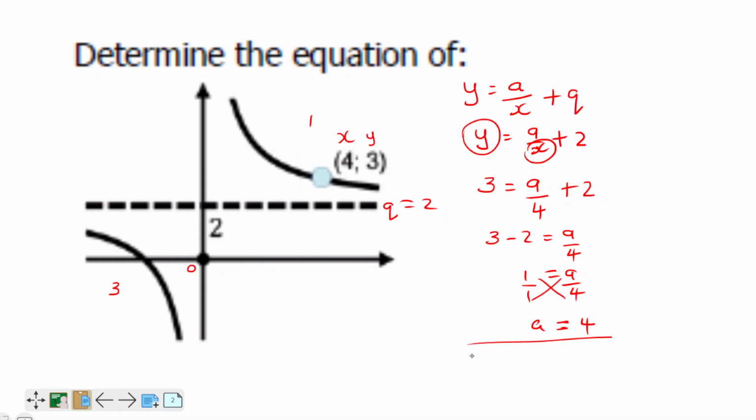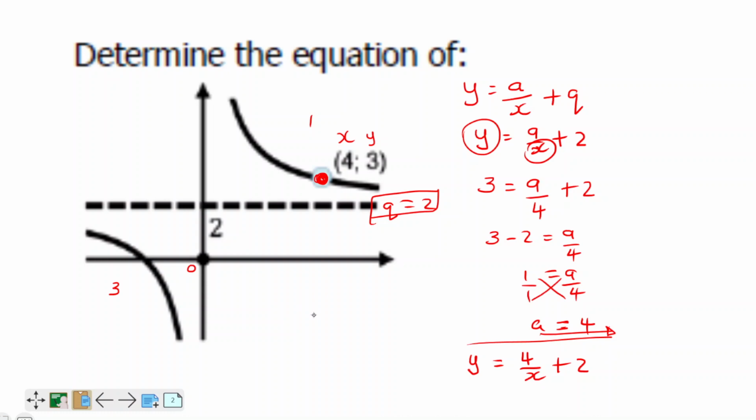So that means we are done now. The equation is y equals 4 over x plus 2. Yeah, so that's how we determine the equation of the graph or the function of the graph. We started first by identifying q. We said q is 2 because the graph is lifted 2 units up. Then we said let's take this point that is given to us on the graph. Let's substitute it for y and x. Then we went to find a. We discovered a is 4. Then we substituted a in our equation.